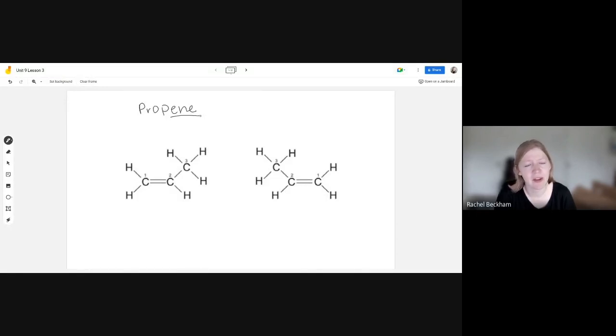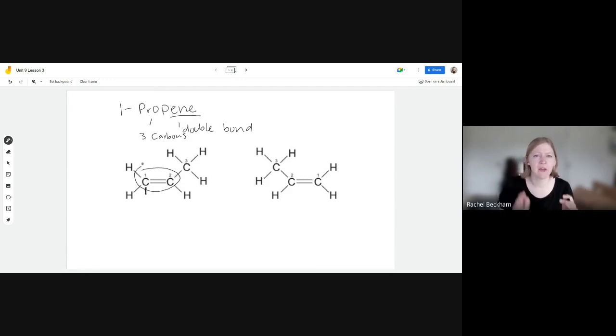okay? Because ene indicates that there is a double bond, and pro indicates that there are 3 carbons, okay? But you also need to show where the double bond is. And so we're going to call it 1-propene because the double bond starts on carbon 1. You don't have to call it 1-2. Even though this double bond is between carbon 1 and carbon 2, you start at the first one and you know that it continues on. So this is called 1-propene.